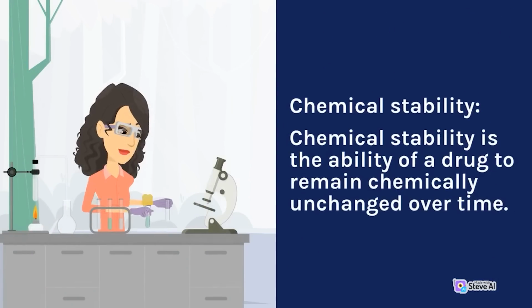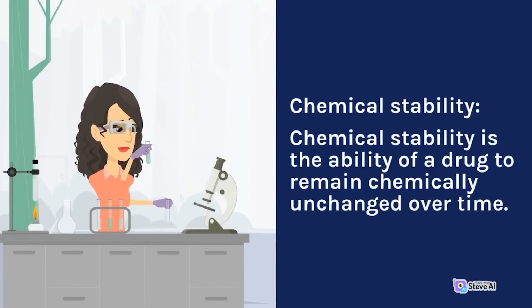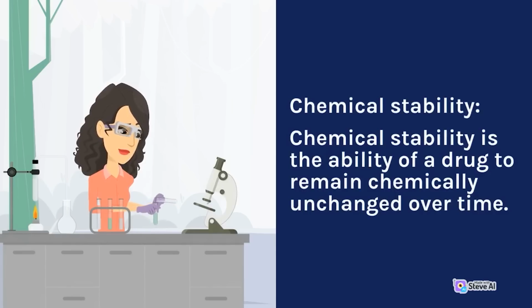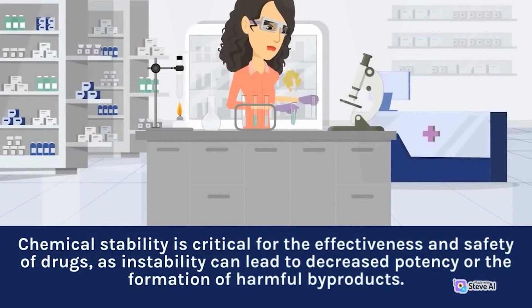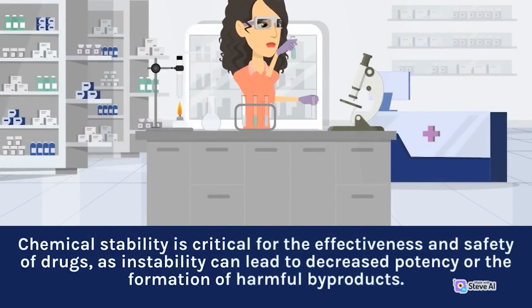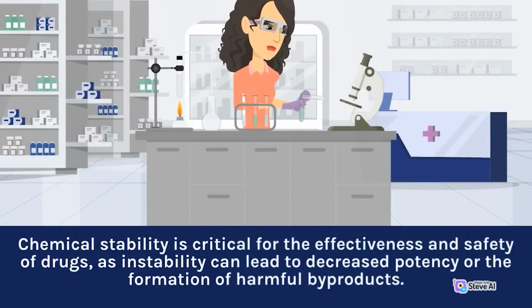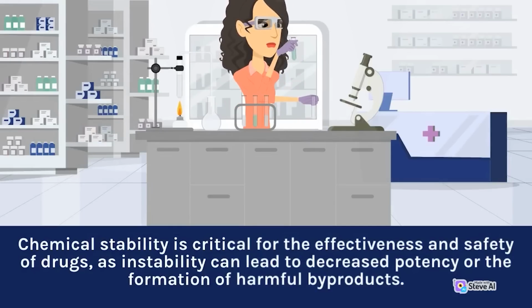Chemical stability. Chemical stability is the ability of a drug to remain chemically unchanged over time. Chemical stability is critical for the effectiveness and safety of drugs, as instability can lead to decreased potency or the formation of harmful byproducts.